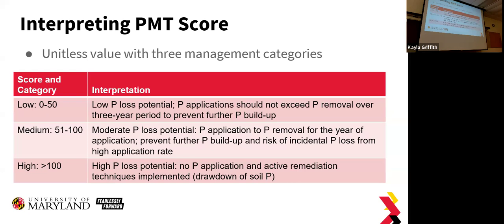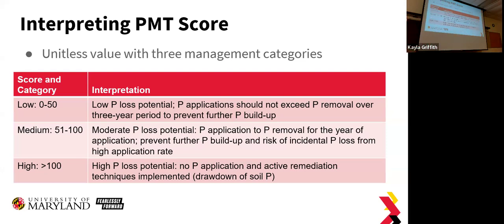Your P applications should not exceed crop removal over a 3-year period. The whole point in this low category is let's not continue raising that soil P, all right? You are low risk of loss right now, let's keep you in that category, okay? This field is not a problem, let's keep it that way. That is the point of the low category.